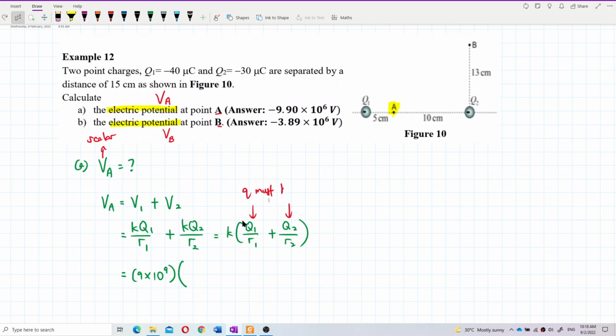Oops, sorry. The charge must have a negative sign. Understand? Remember that, yeah? It's a must. The charge must have a negative sign if it is a negative charge, okay?